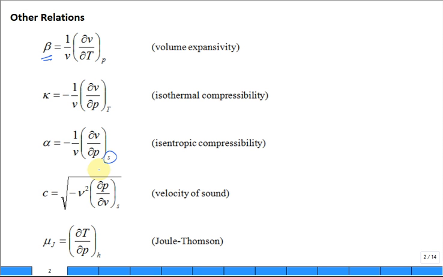Here is the velocity of sound. It's related to how the pressure changes with respect to specific volume, constant entropy, and then the specific volume squared and the square root. And then the last is the Joule-Thomson coefficient. We'll spend some time talking about that. So how does the temperature change as the pressure changes holding enthalpy constant?